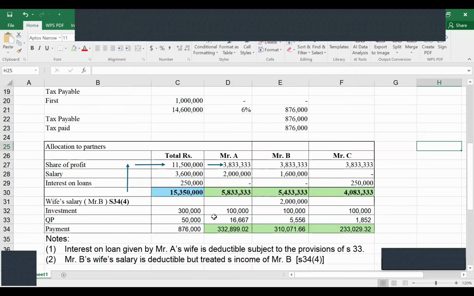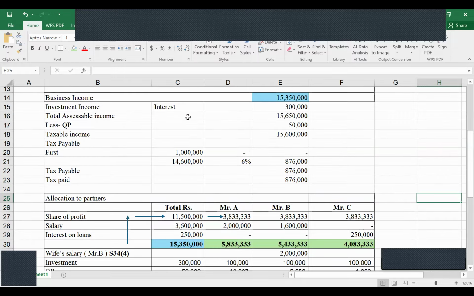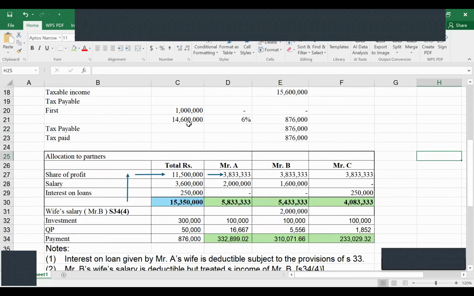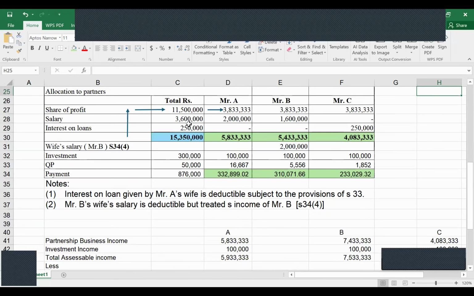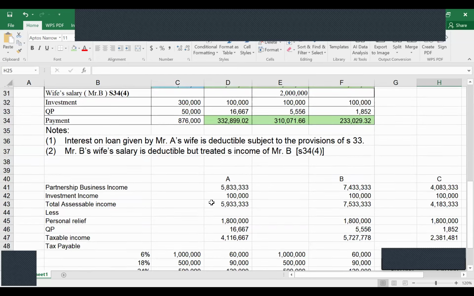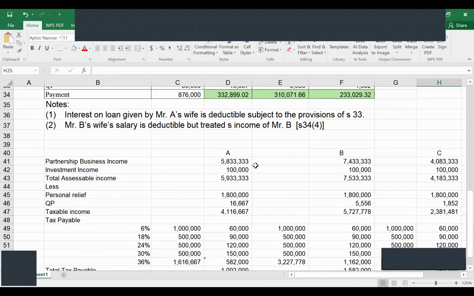Therefore I aggregated equally, but after that we have to allocate based on the share of profit. Then we can move to the calculation of each partner's tax liability.